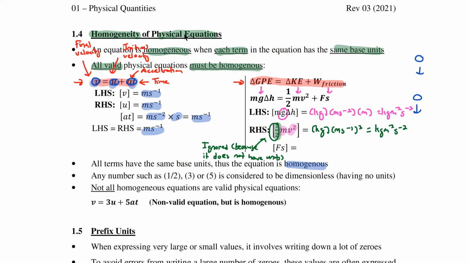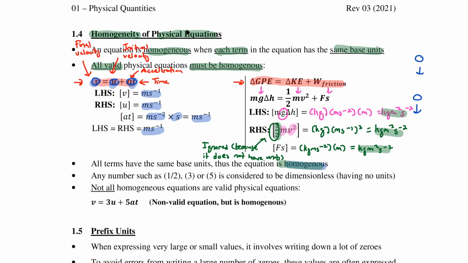Now, if we go to the last term, the units of force times distance would be kg meter per second squared multiplied with meter, giving me kg meter squared per second squared. So now, if you look at each of the terms again, each of the terms have the same units. So the equation is considered to be homogeneous.